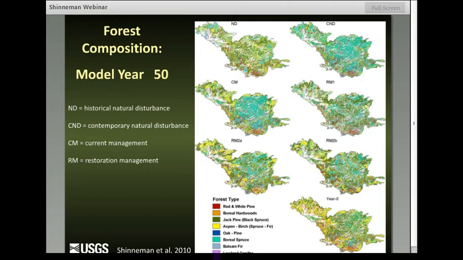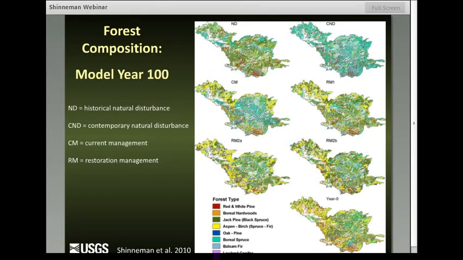And here at year 50, so 50 years into the future, we can already see a dramatic transformation in the landscape composition as the current management scenario and the current natural disturbance scenario move more toward a late successional forest, especially in the park and wilderness areas in the current management scenario, while by comparison, the natural disturbance scenario and the restoration management scenarios are fairly different, but you can see in the natural disturbance scenario, for instance, a lot more jack pine reappearing on the landscape as a result of fire.